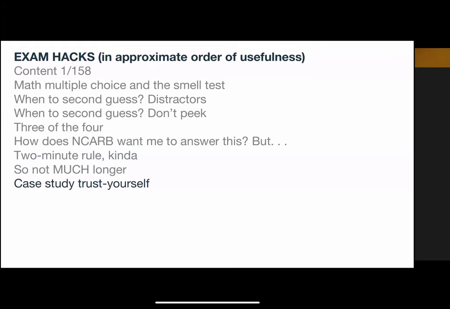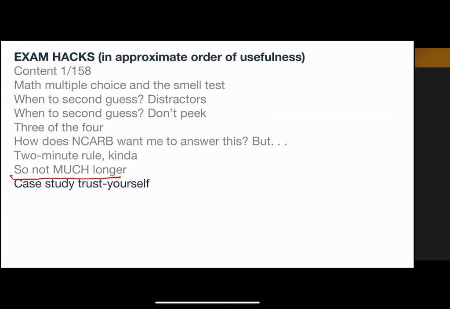For the case studies, not much longer than 2 minutes. And actually, with a 2 minute rule, there's a lot of debate whether to do the case studies first or the multiple choice first. It is a no brainer to do the multiple choice first. And the reason it's a no brainer is because every question is worth the same. The case studies are worth the same as a multiple choice.